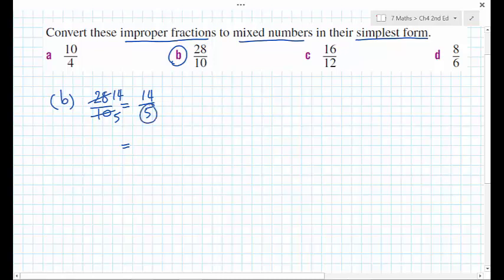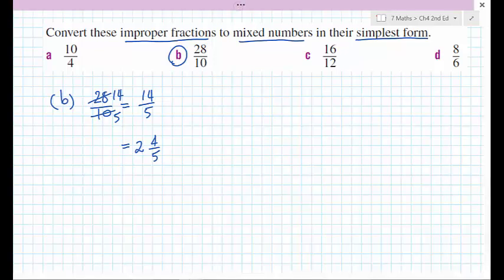Okay, so I have 5 goes into 14 twice, and I have 4 out of 5 left over. Okay, so it's 2 4/5. Okay, so that's one way of doing it.